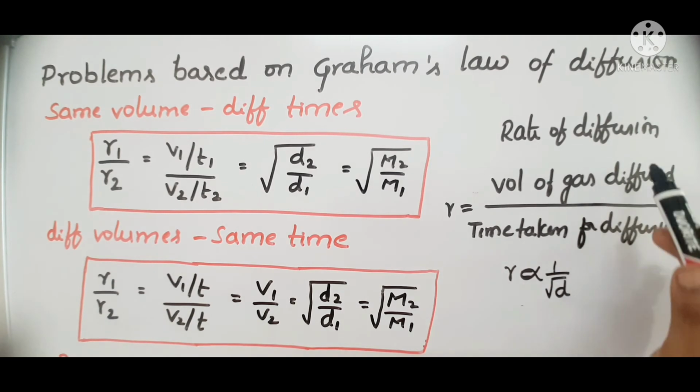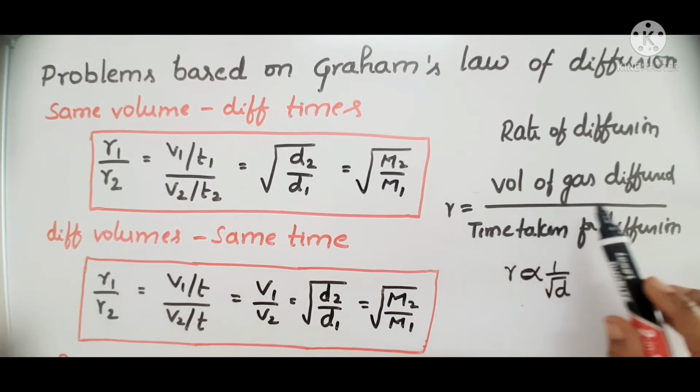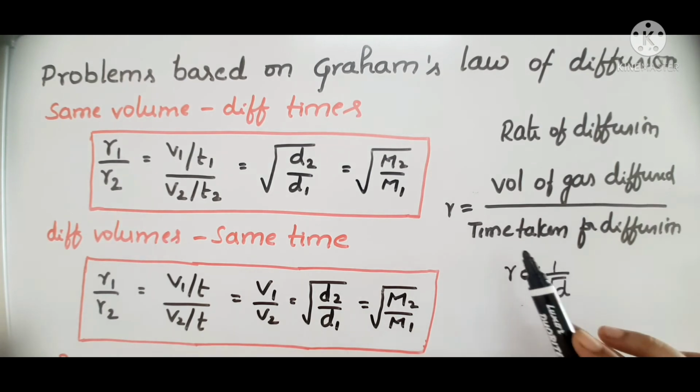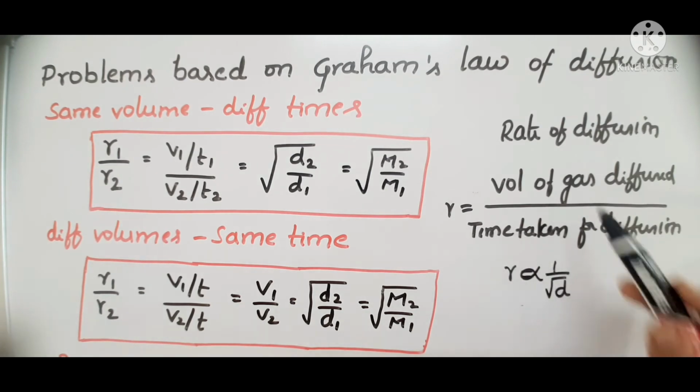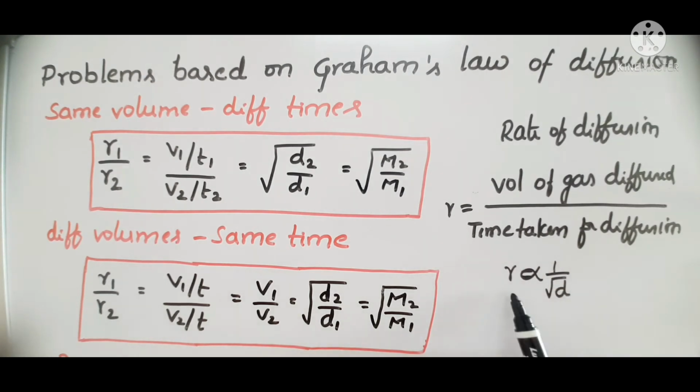That means the rate of diffusion is indicated by R, equal to the volume of gas diffused divided by the time taken for the diffusion. So this is called the rate of diffusion, indicated by R. R is inversely proportional to the square root of its density. This is Graham's law of diffusion.